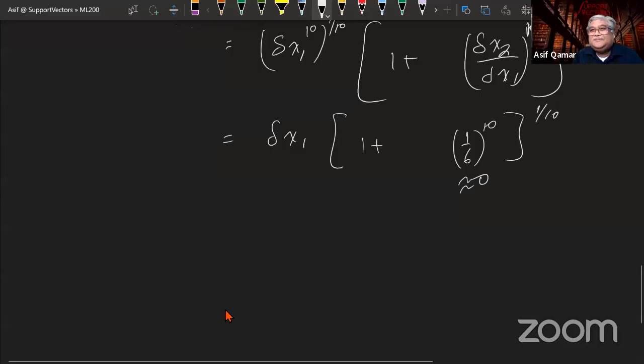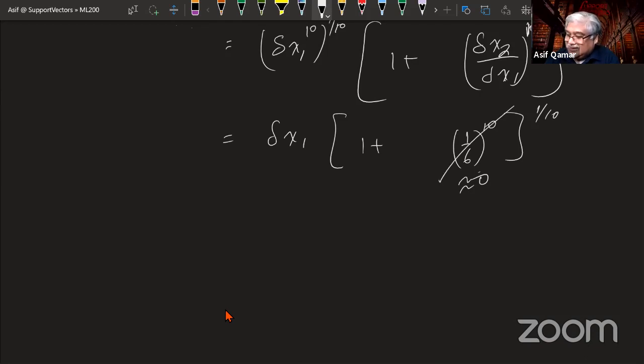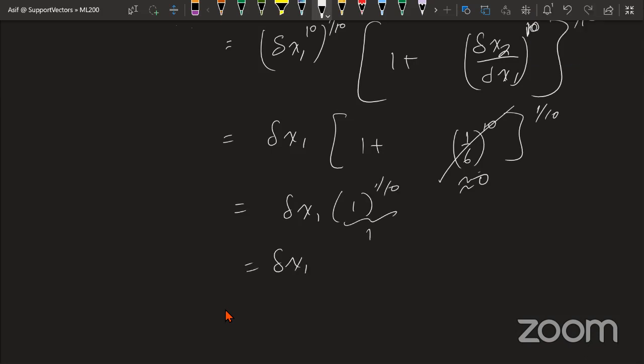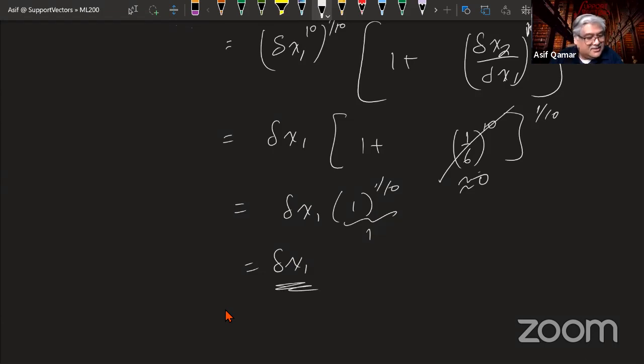So that's the intuition. Now let's go back to that. What we are trying to say is that this term is approximately 0. If this term cancels out, you're just left with delta x1. 1 to the power 1/10 is just 1, and so this is approximately 1. By 10, already the meaning is obvious. By the time you go to 100, what will happen? Once again, this will remain, isn't it?